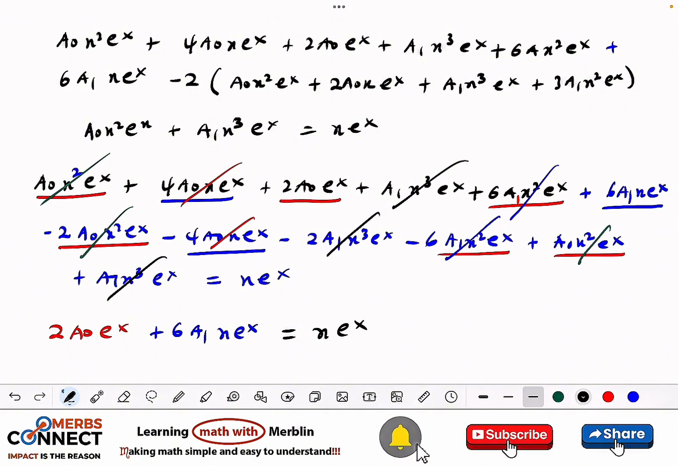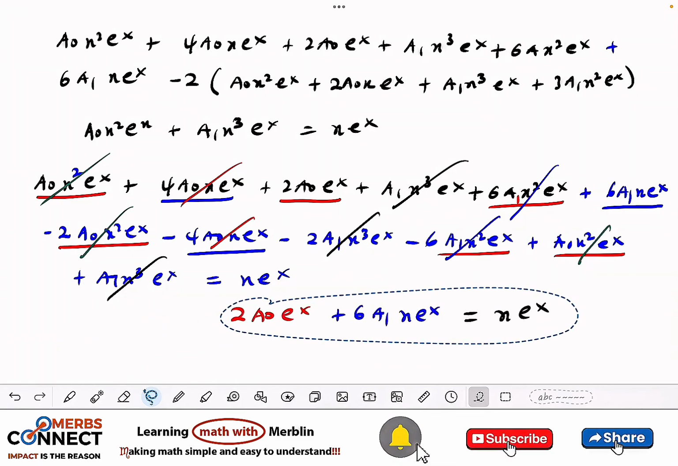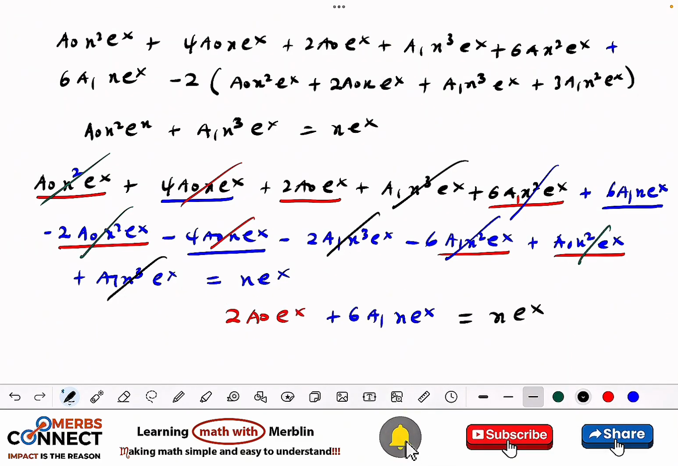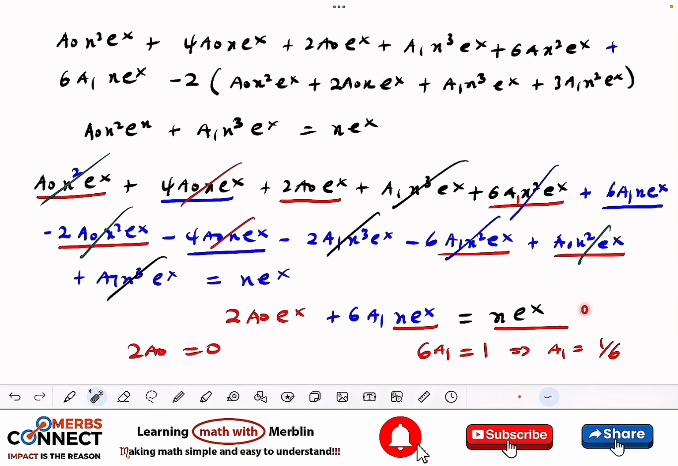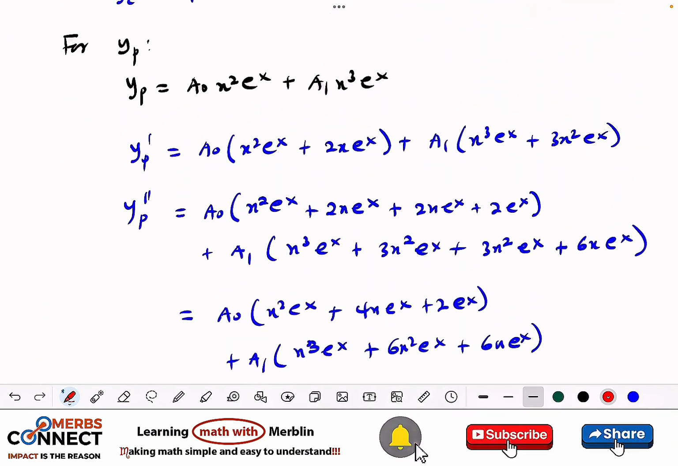So here when you are doing it, you need to pay attention. If not, you get it wrong. So pay attention with the expansion and then you are going to get it right. So now let's compare this and that. So 6a1 is equal to 1. This implies that a1 is equal to 1 over 6. Then 2a naught e to the power x, 2a naught is equal to 0 because we don't have any term here with e to the power x. And then a naught will be equal to 0. So a naught is 0, a1 is 1 over 6.